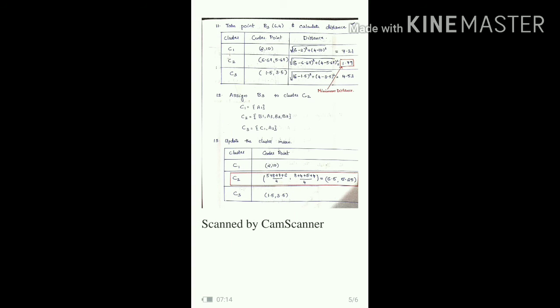After that, the next point is B3, which is (6, 4). Calculating the distance, 1.79 gives the minimum distance value. So B3 is assigned to cluster 2. Then we recalculate the cluster mean value. C2 has 4 points, so the x values are divided by 4, and again the y values divided by 4. The newest value is (6.5, 5.25).